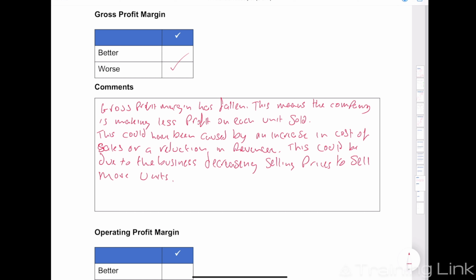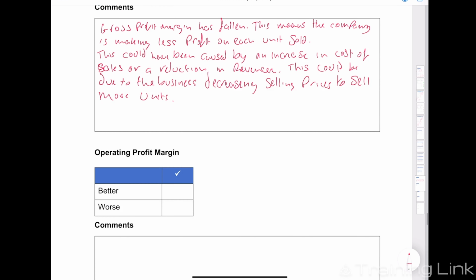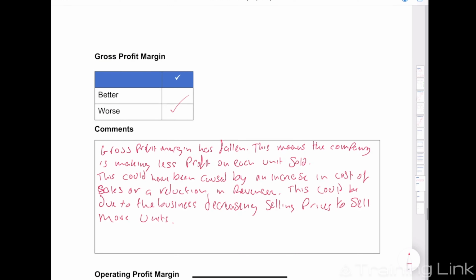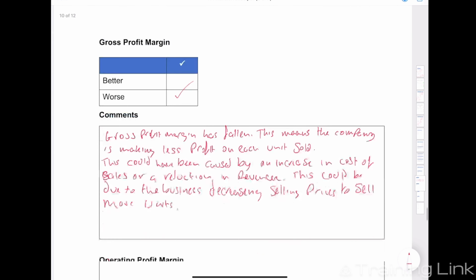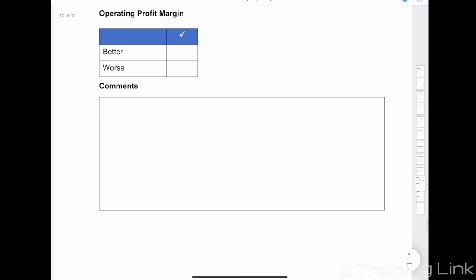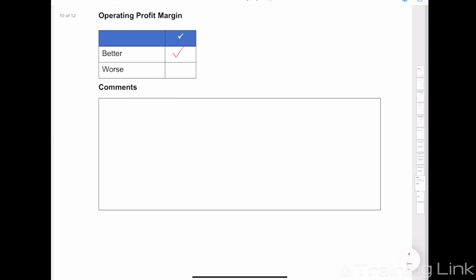Okay, we are having to be hypothetical on these because we've only got very limited information, but that's absolutely fine. We next move on to the operating profit margin. So let's have a look at the operating profit margin. And we can see that it's actually gone from 9.8% to 11.8%. So it has improved. So it has got better. So think about what could have caused this then. What does it show and what could have caused it?